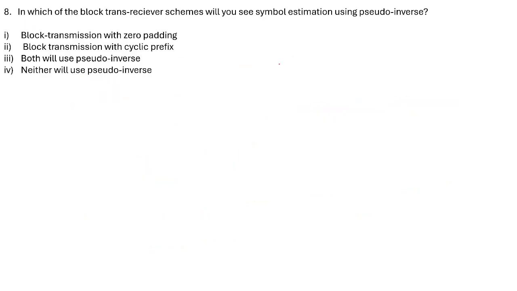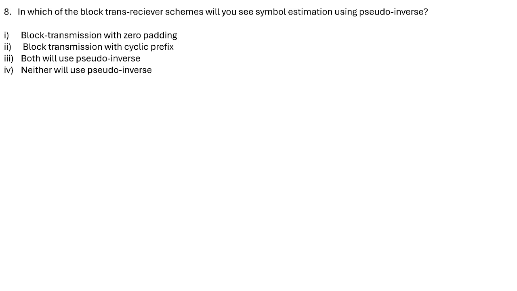In this question it asks which of the following block transceiver schemes use symbol estimation using pseudo inverse. If you have seen the lectures, you can clearly see that block transmission with cyclic prefix does not make use of pseudo inverse. Cyclic prefix uses the circulant matrix, which is a square matrix m cross m. So it doesn't require pseudo inverse, it just uses the circulant inverse for symbol estimation.